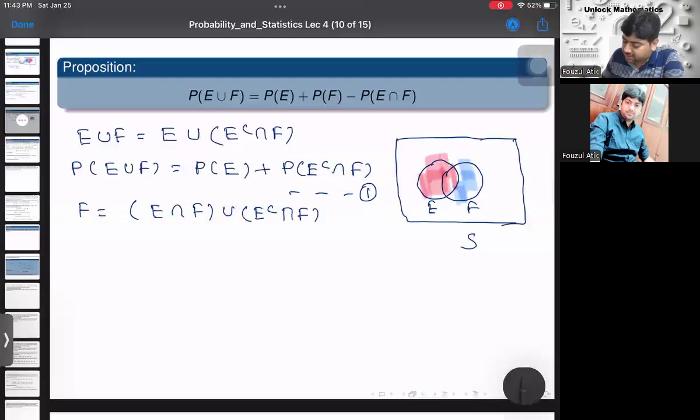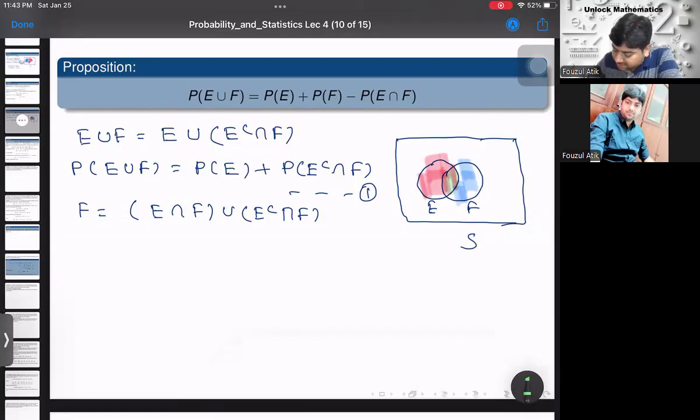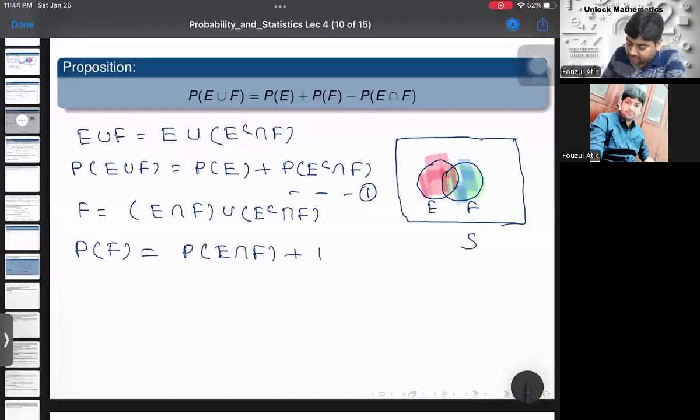How can I write it? You can again easily see that this part is the intersection, and this part is the E complement intersection F. So therefore F can be written in this form. And if I have this, again I can apply probability on it, and they are mutually exclusive events. So it is equal to P of E complement intersection F plus P of E intersection F.